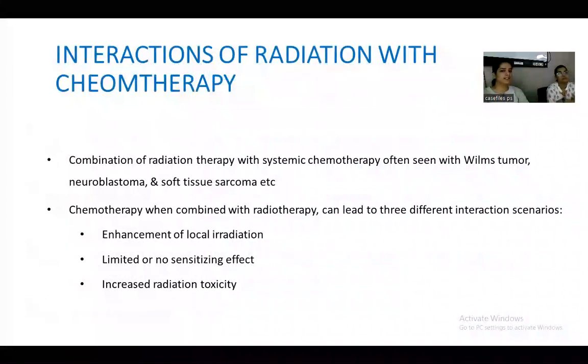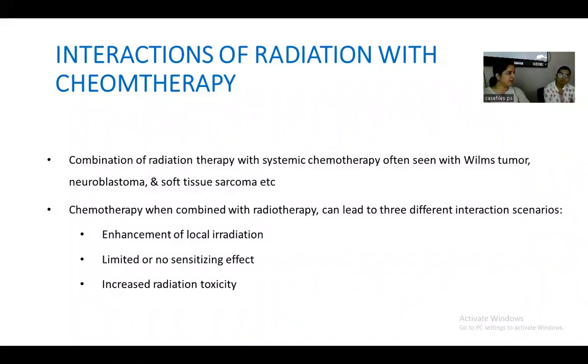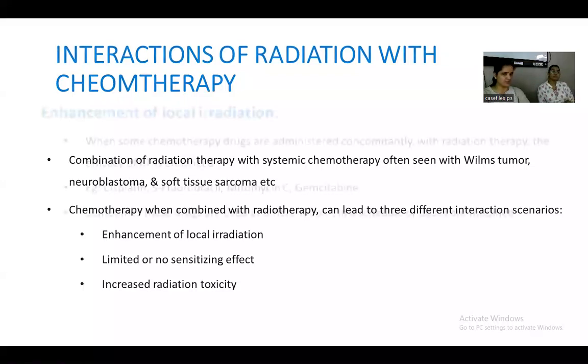Now coming to the interaction of radiation with chemotherapy. As the management of cancer is a multimodal and multidisciplinary approach, the combination of radiation therapy with systemic chemotherapy is done in a variety of tumors such as Wilms tumor, neuroblastoma, and soft tissue sarcoma. When chemotherapy is combined with radiotherapy, three types of interactions can occur. First, it can lead to enhancement of the local irradiation. Second, there can be limited or no sensitizing effect, or there can be increased radiation toxicity.